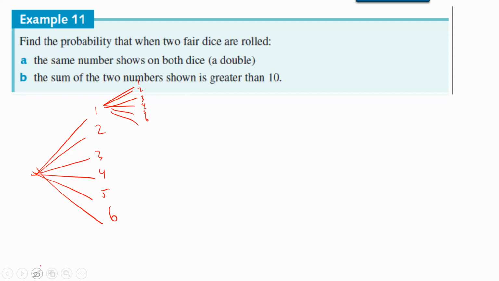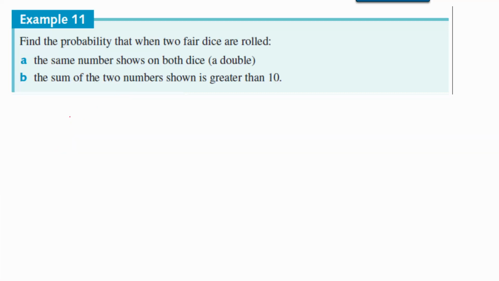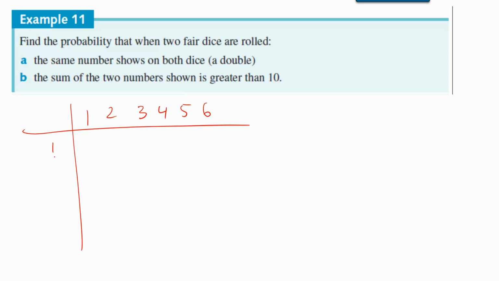So an alternative visual way to make it easier, instead of doing a tree diagram, is we use what we call a lattice diagram, which is just a table. So in the first one, when you're rolling a dice, you get 6 options. When you roll a second one, you can also have 6 options. Now, this is easier to see.